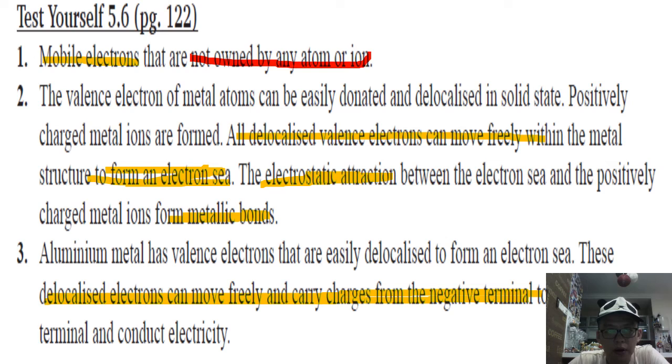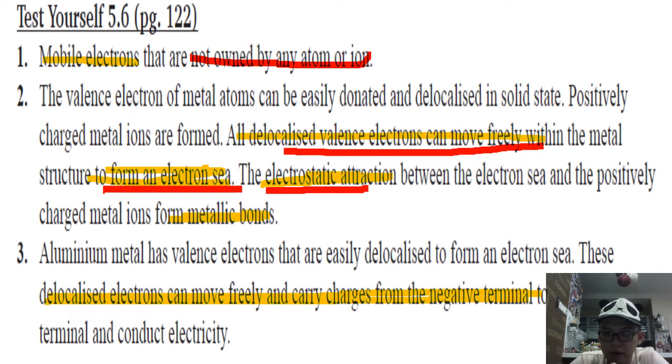And explain the metallic bonds. You can say the delocalized valence electrons can move freely in the metal to form an electron sea, and the electrostatic attraction force between the electron sea and the positively charged metal ions will form the metallic bond.